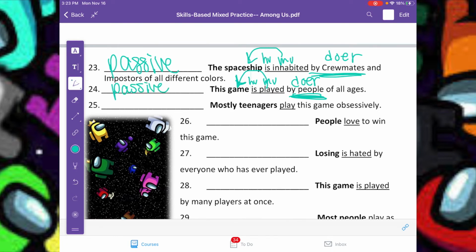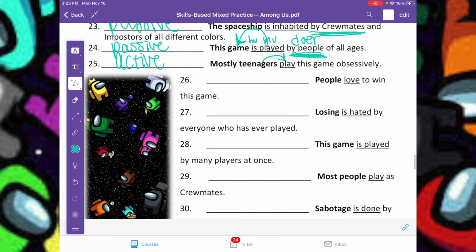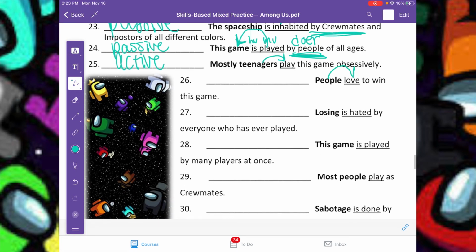25. Mostly teenagers play this game obsessively. Teenagers is our subject, play is the verb. The teenagers are doing the playing. There's one verb, active. 26. People love to win this game. People is our subject, love is our verb. There's only one verb. The people are doing the action, active.